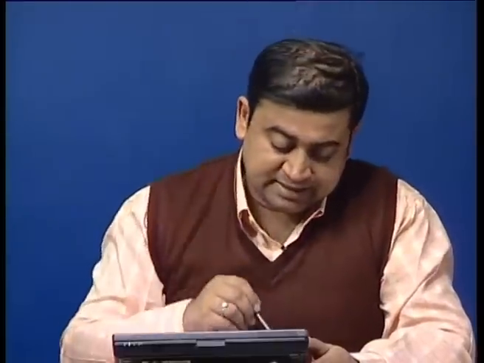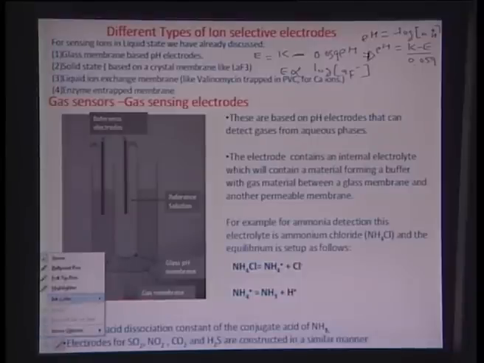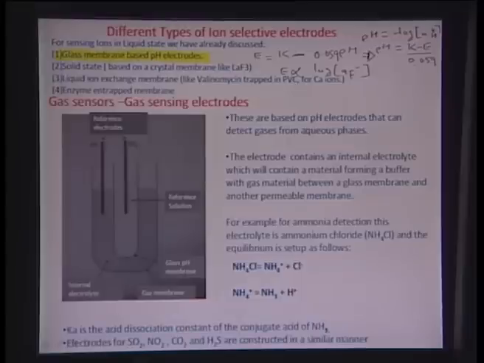So let us look at what we have covered so far regarding the very important component of the ion selective electrode, that is the membrane. We have looked into glass membrane based pH electrodes. We have also looked into solid state electrodes based on crystal membranes like lanthanum fluoride. We have also looked into liquid ion exchange membranes like valinomycin.